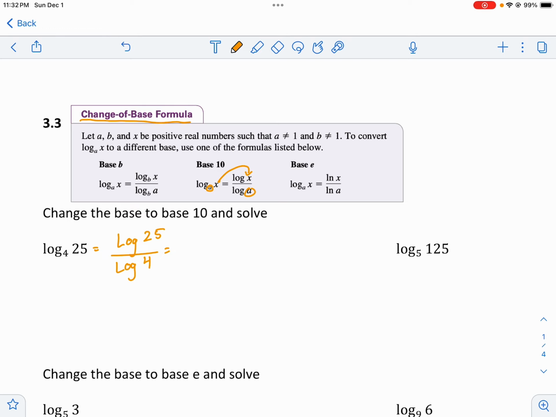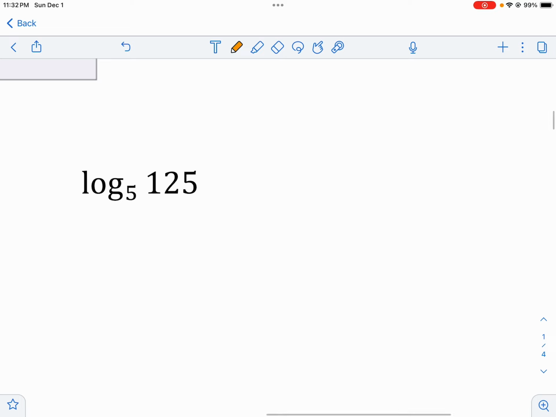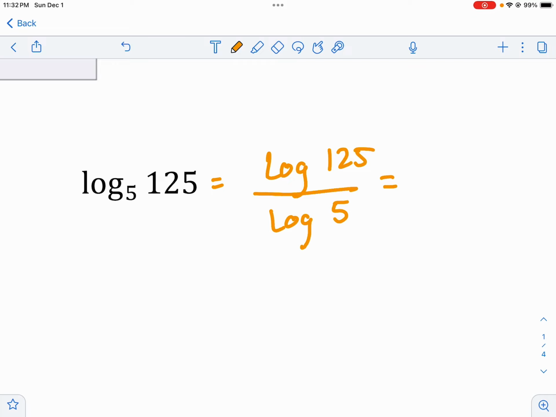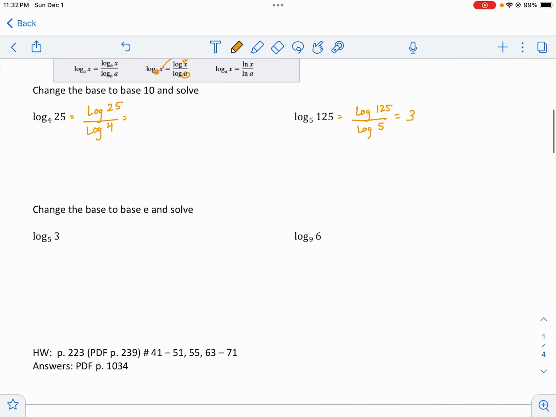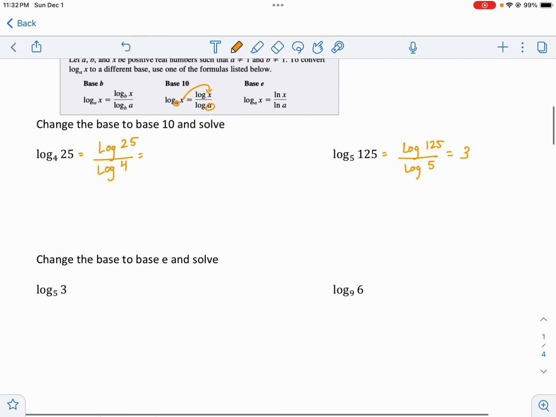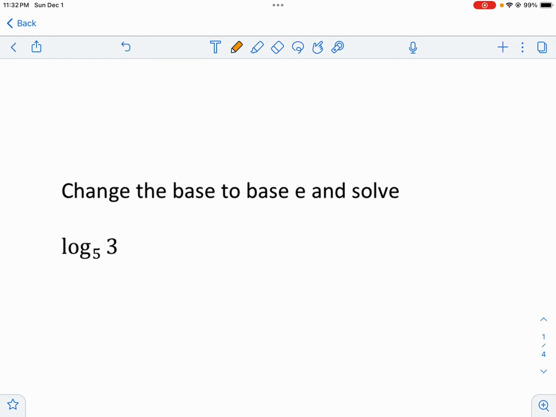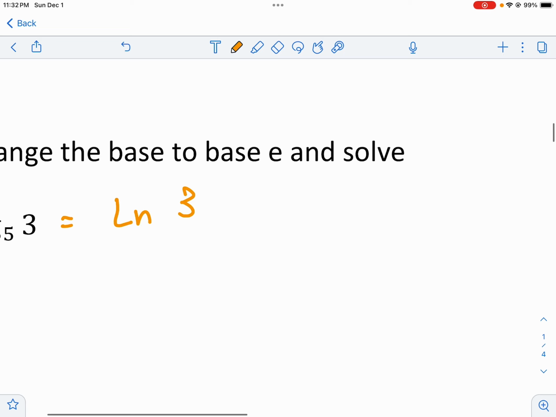And then this one, log 125 divided by log of 5, and then this one is equal to 3. I just know that's equal to 3. And then lastly, change of base to base e. So, same idea. This is equal to natural log of 3 divided by natural log of 5.